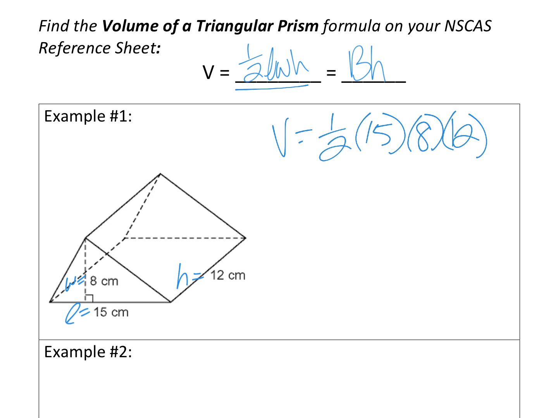Okay, once you've had a chance to plug that in, you should have gotten 720 centimeters cubed. Just like with rectangular prisms, again, we're finding volume here, so it is our units cubed.